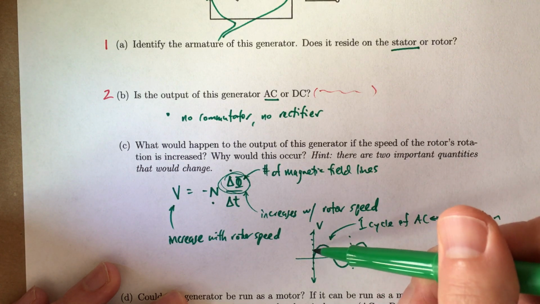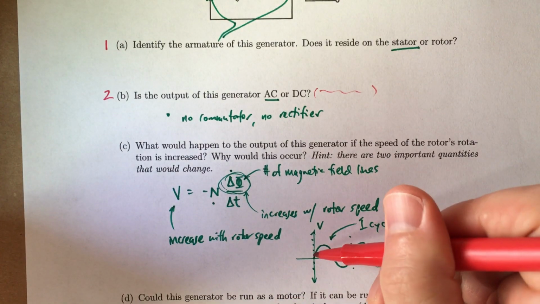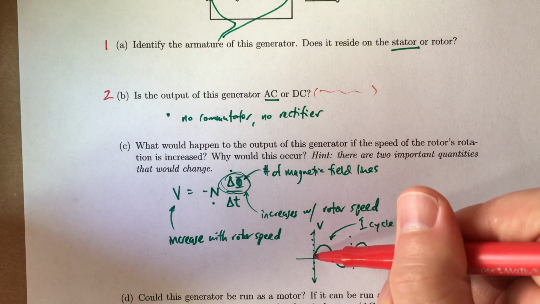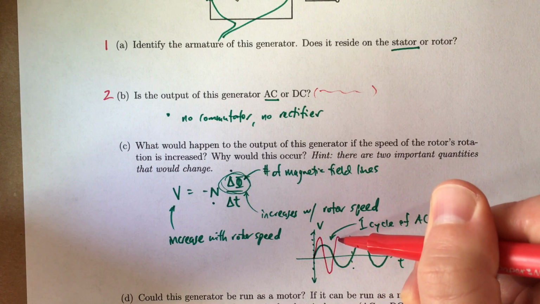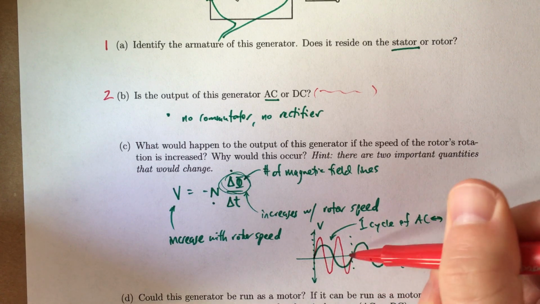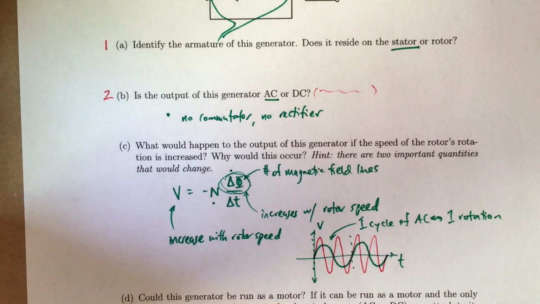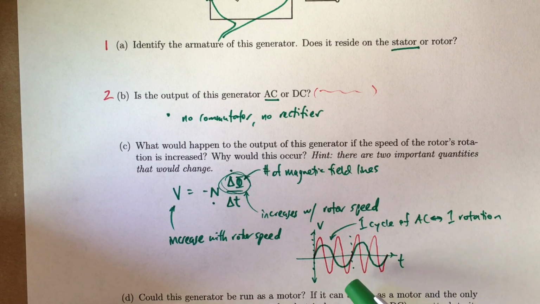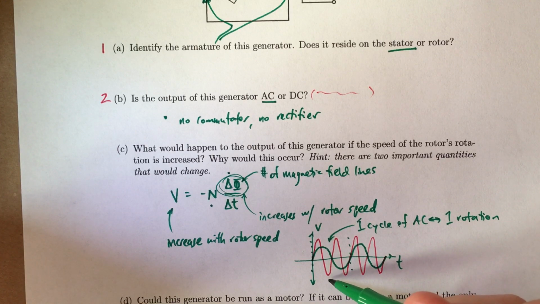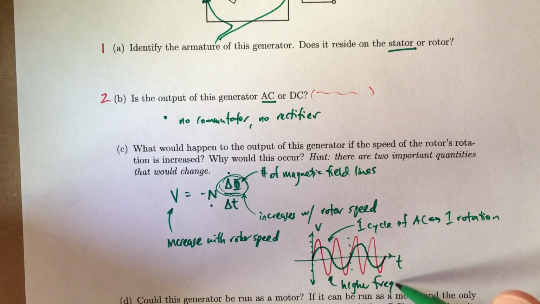And so we might get something that looked, let me switch colors here, like this. Say we did it twice as fast, then we would get something like this in that same period of time. So the whole wave would be taller because we already established that the voltage itself would increase with rotor speed, and it would be higher frequency. So we would label this higher frequency.